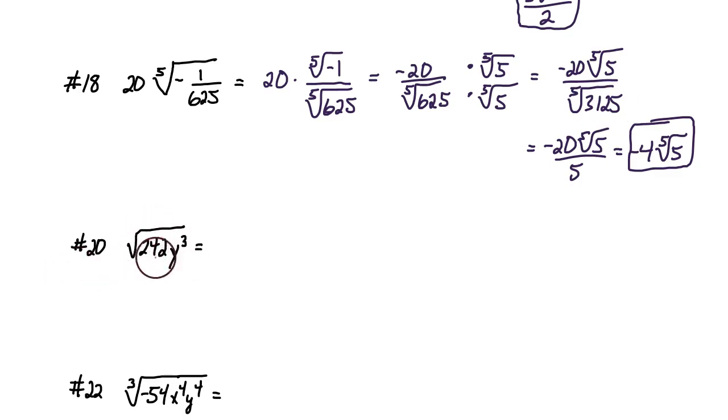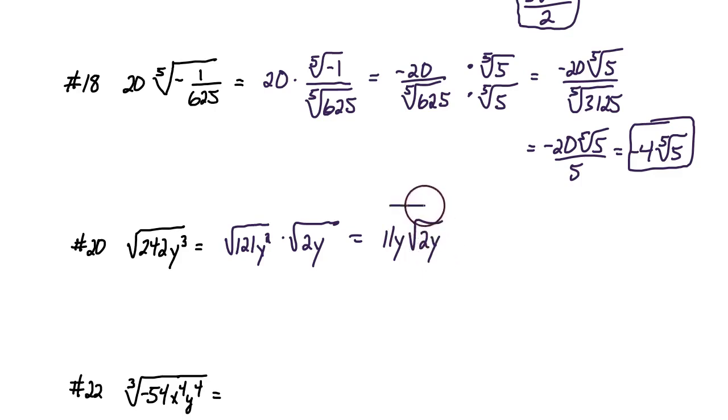Number 20, let's simplify this square root. The square root of 242 makes a decimal. So let's try the factoring technique where we split it up into pieces. 121 times 2 is still 242, and 121 is 11 squared. I'm also going to factor my y cubed as y squared times a y. The square root of 121y squared is 11y, and then leave the other thing in its radical notation.